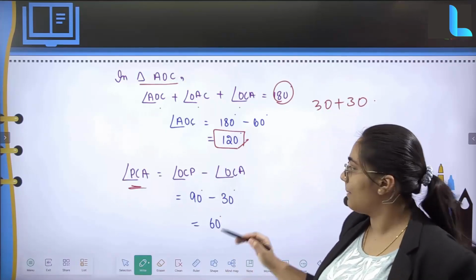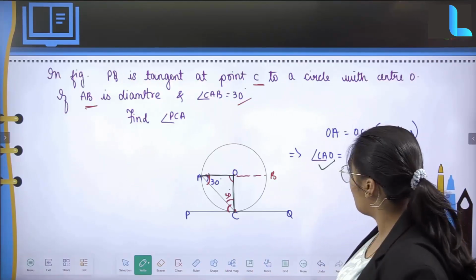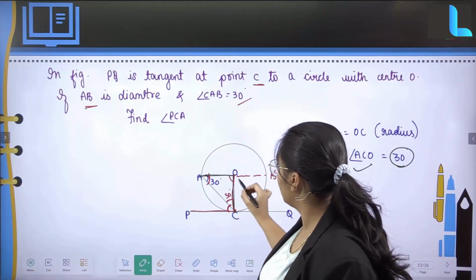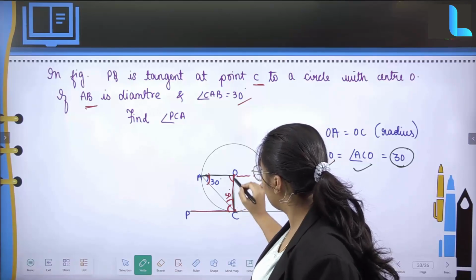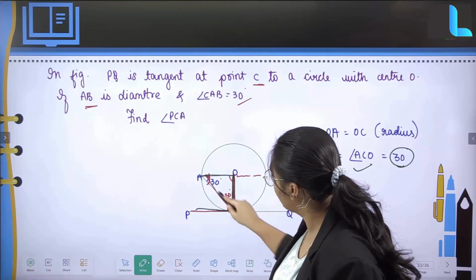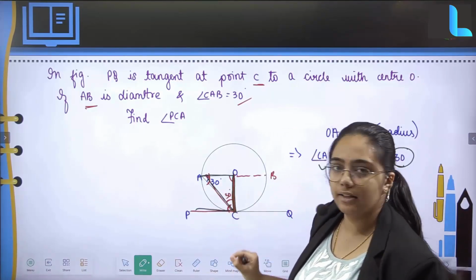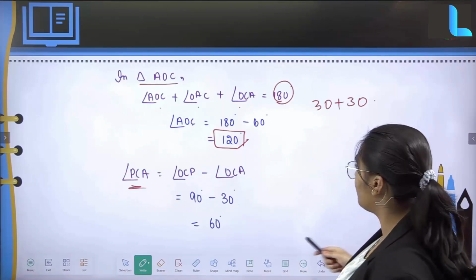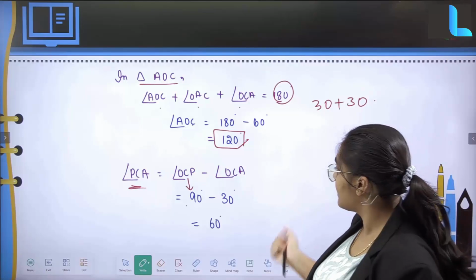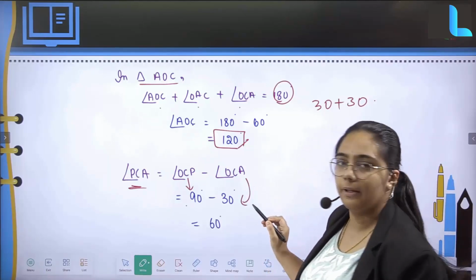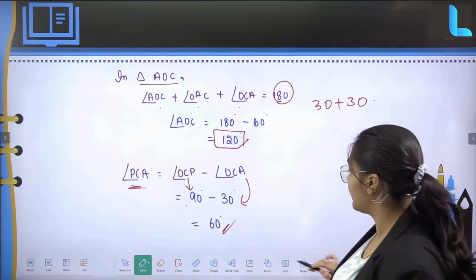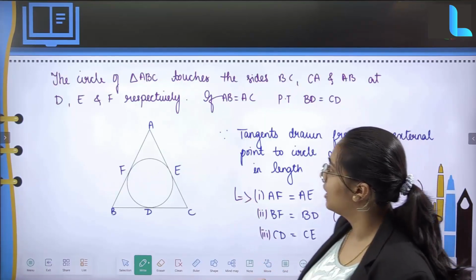So angle OCP minus angle OCA. If you deduct only this portion from the whole of it, you will be getting this angle. That is what you have to find out. Both the angles you already know. Angle OCP is equal to 90 degrees and angle OCA is equal to 30 degrees. So when you deduct both of it, you will be getting 60 degrees as your final answer.